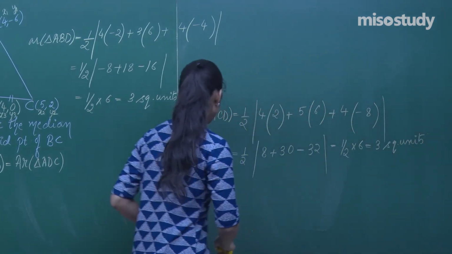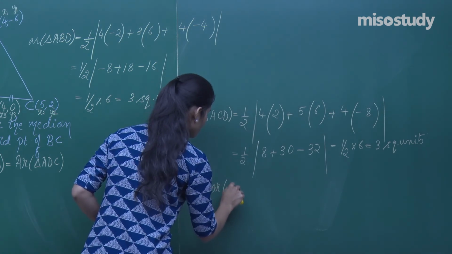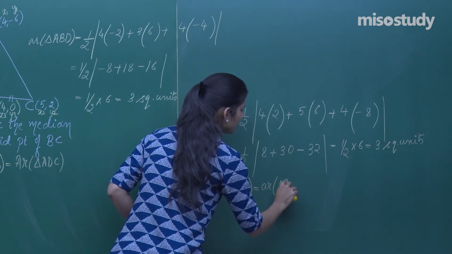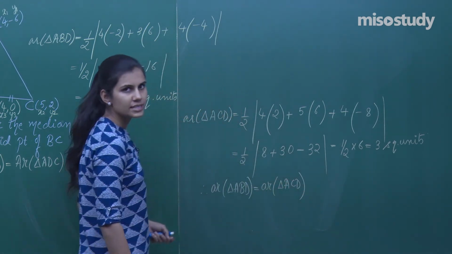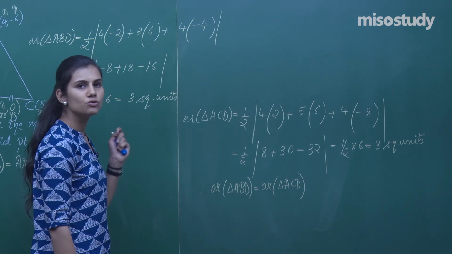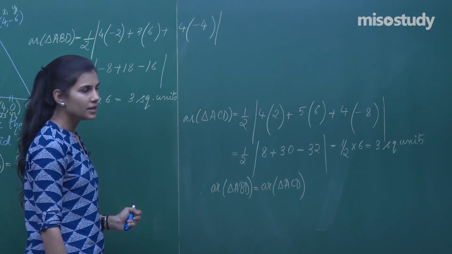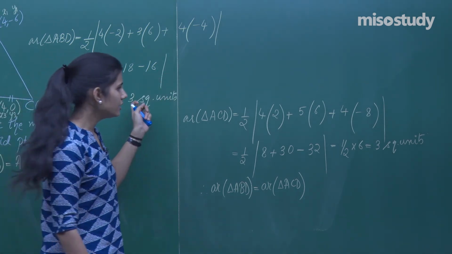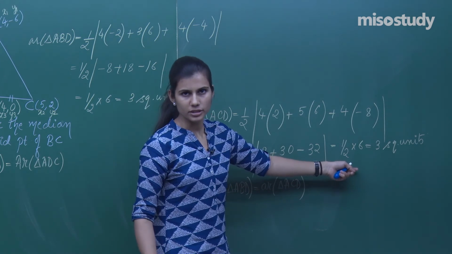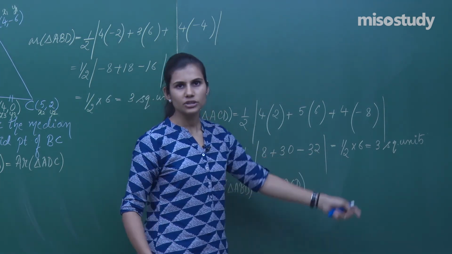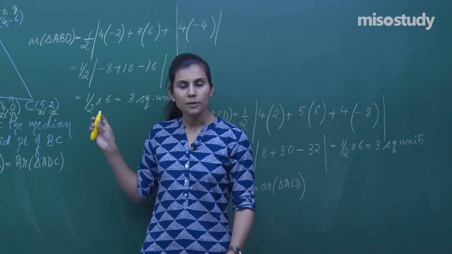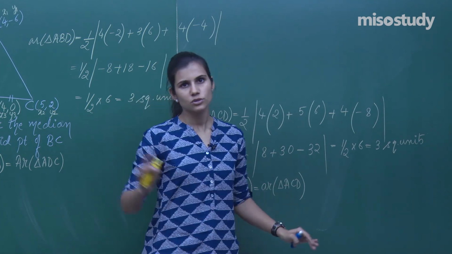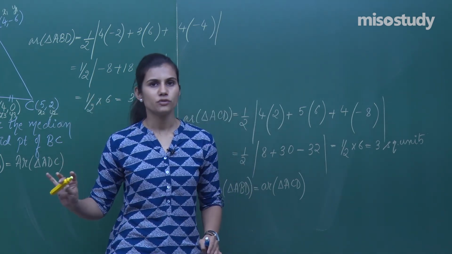So clearly you can see that area of triangle ABD is equal to area of triangle ACD. And therefore, yes, the median does divide a triangle into two smaller triangles of equal areas. Mind it, if you don't put the mod sign, you will be getting minus 3 as the answer over here, and here you are getting 3 as the answer. Both these are not equal. So many students commit this mistake that the areas are not equal, so they end up not being able to verify the result.